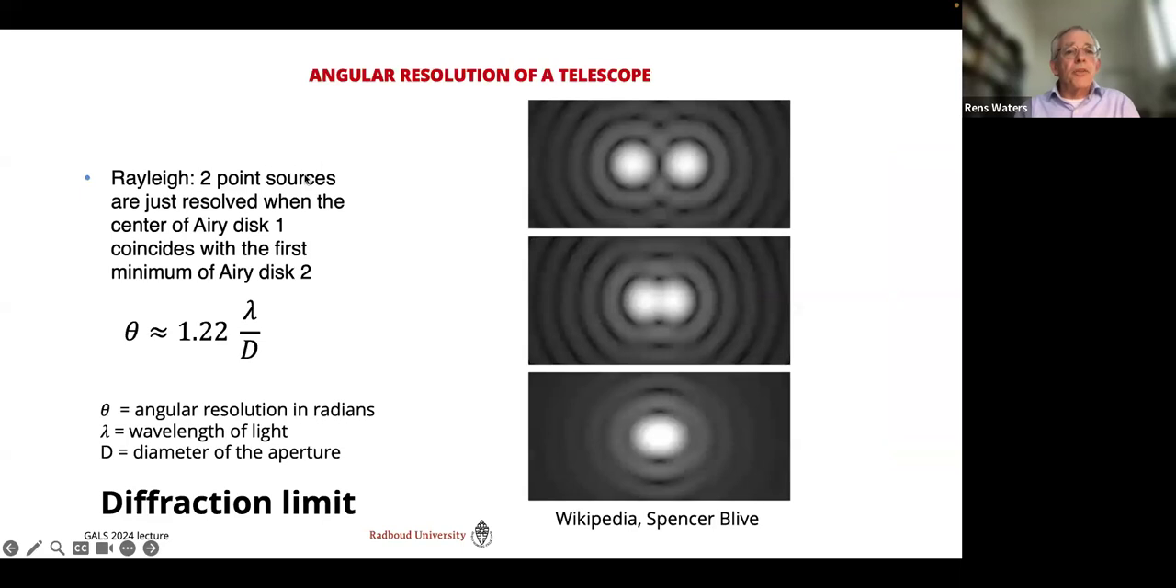So the angular resolution of the telescope, you can write down like this. So when can we separate two point sources on the sky from each other? Well, we can just resolve them when the center of Airy disk number 1 coincides with the first minimum of Airy disk number 2, and that translates into this famous formula for the angular resolution in units of radians, with the wavelength of the light and the diameter, of course, in the same units.